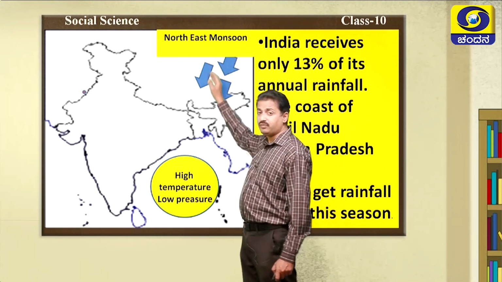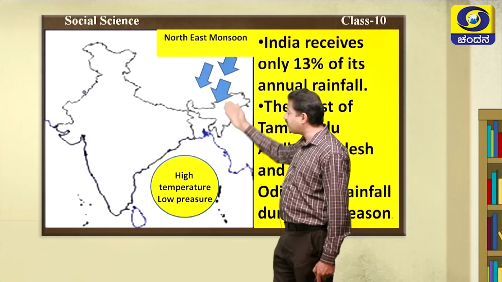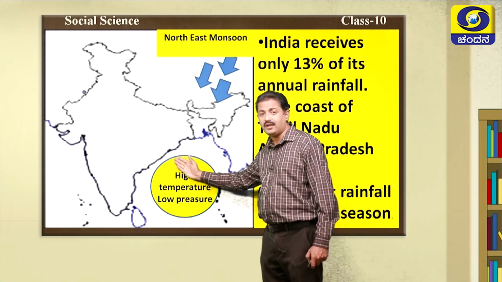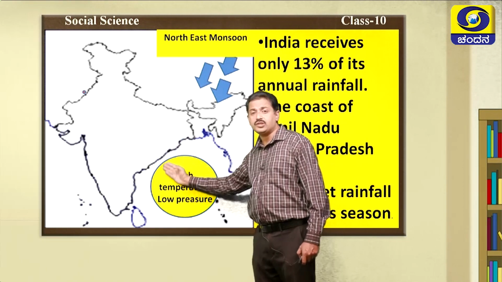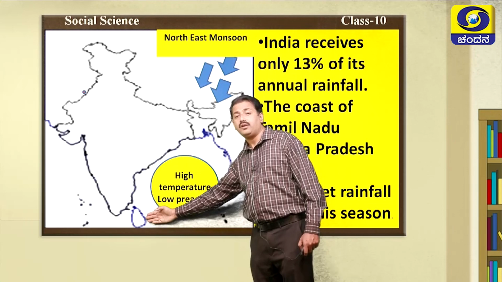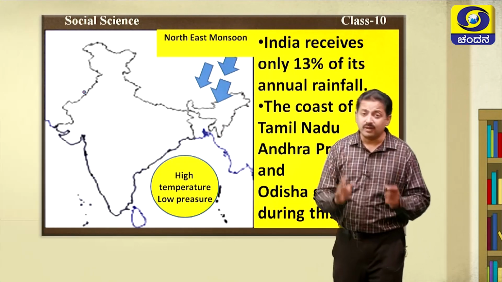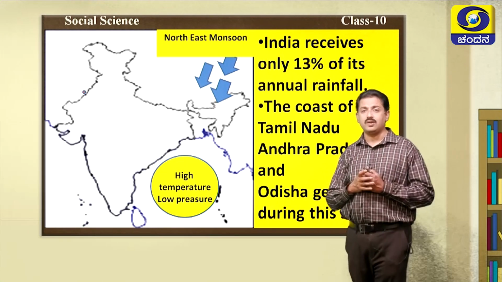From the northeast, the winds move from the northeastern side and cause rainfall to the coastal areas of West Bengal, Odisha, Visakhapatnam, that is the coastal area of Andhra, and Tamil Nadu, etc. So, India receives about 13% of rainfall during this season.